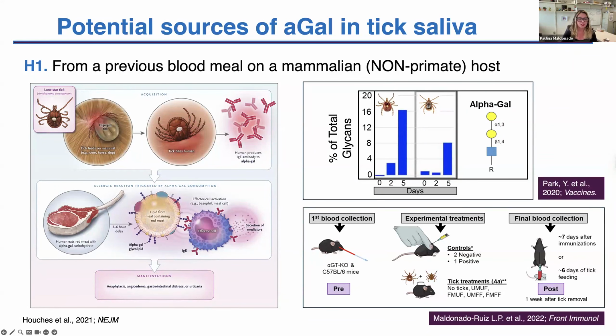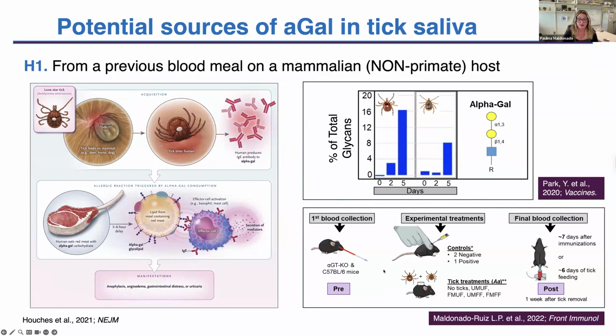Now, this was earlier on, so we actually tested this hypothesis in an animal mouse model. So we actually characterized the alpha-gal epitope in the tick salivary glands that have been fed on bovine blood. This graph at the top shows the percent of total of alpha-gal glycans in ticks that are fed on bovine blood at 0, 2, and 5 days. And as you can see here by the bar graph, it seems like, yes, they are increasing the levels as they are feeding on this bovine blood.